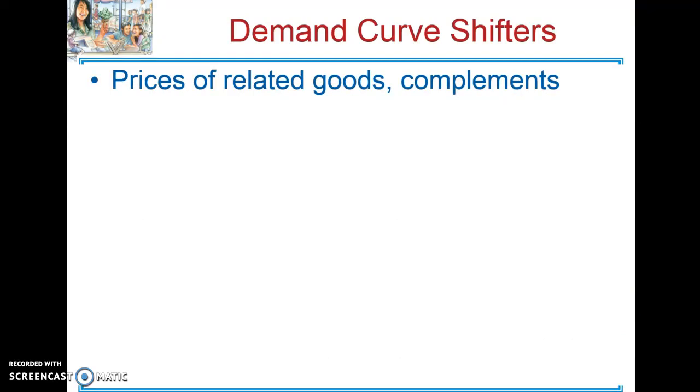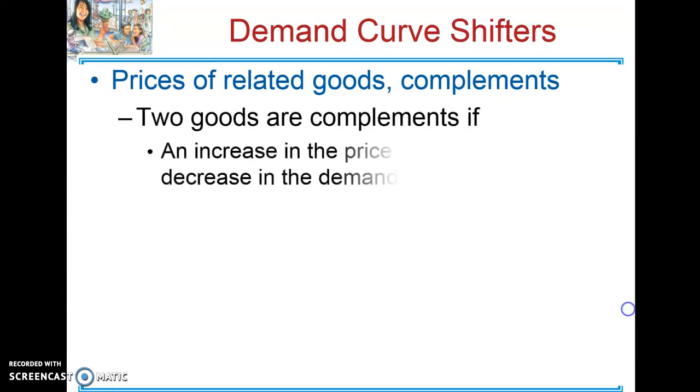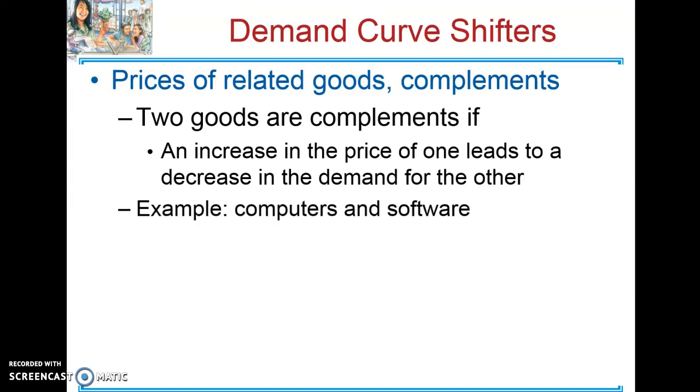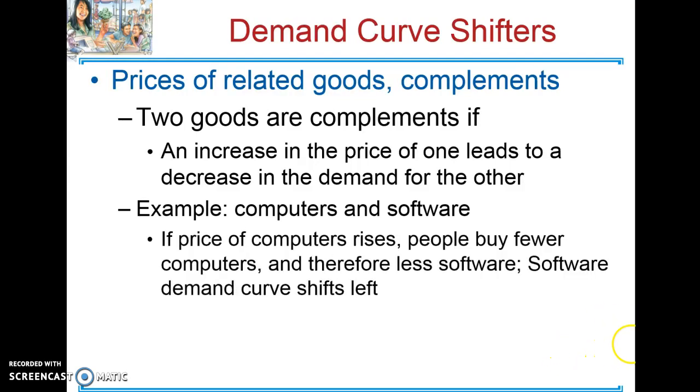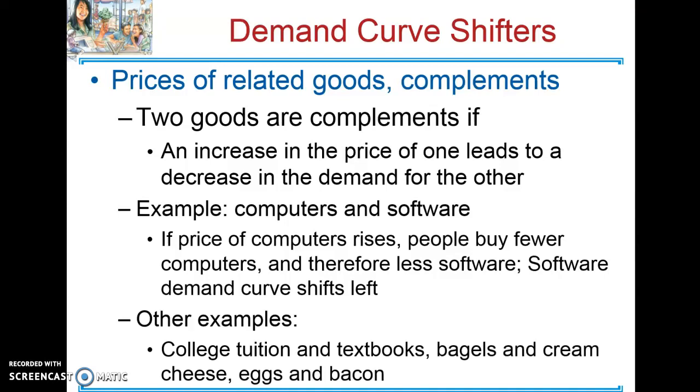Another shifter of demand is the price of related goods called complements. Two goods are complements if an increase in the price of one good leads to a decrease in the demand for the other. So computers and software. If the price of computers goes up, people buy fewer computers and therefore less software. The software demand curve would shift to the left. Other examples: college tuition and textbooks, bagels and cream cheese, eggs and bacon, all goods that are considered complementary goods.